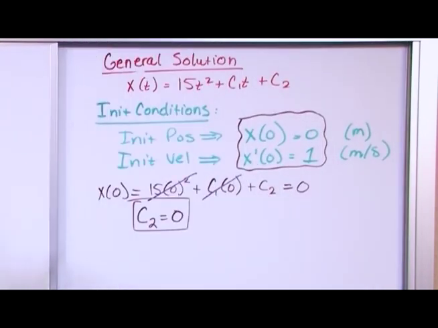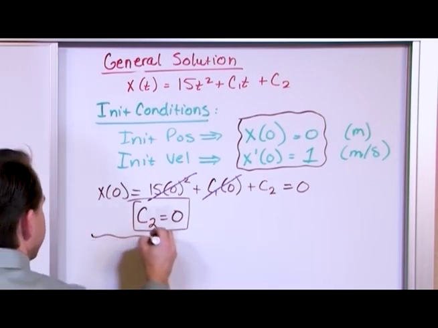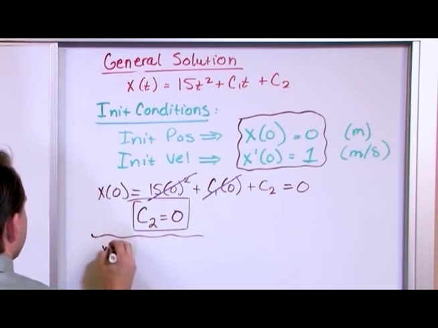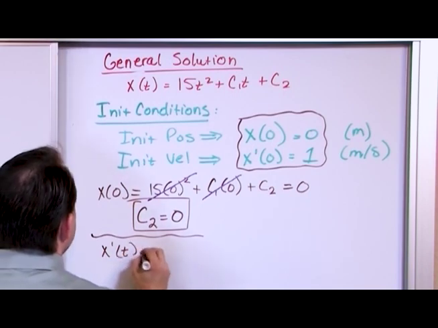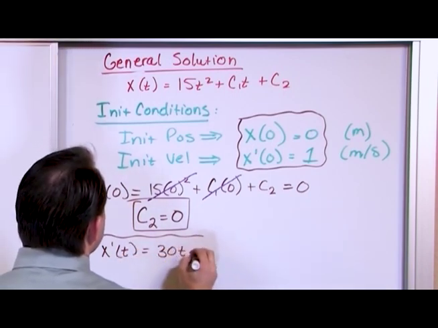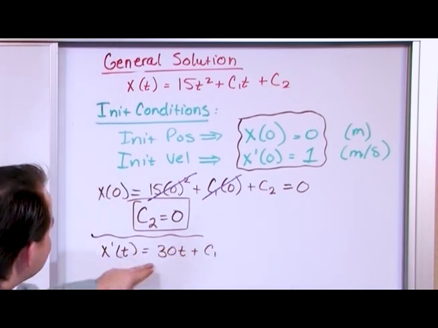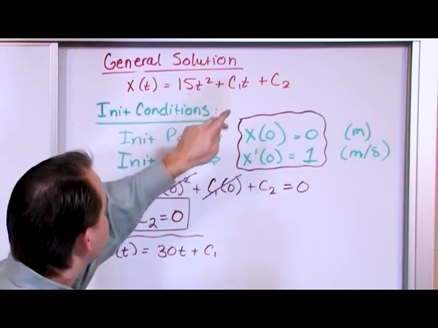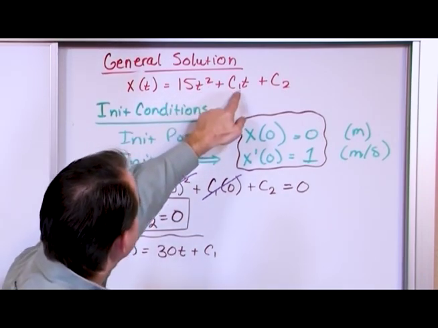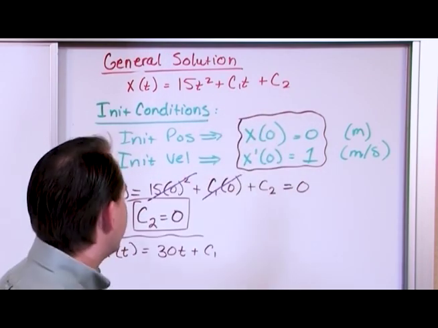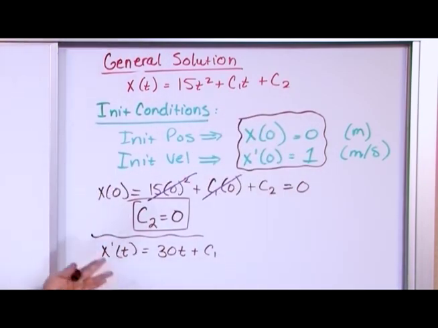So rewriting that again, I'm going to draw a little divider here. X prime of t is simply equal to 30t plus c1. You could get the exact same thing by just taking the derivative of our answer. 30t plus c1. The constant is going to disappear when you take the derivative. So either way you want, you've got it already done as part of doing the problem, or you could just take the derivative again if you wanted to.